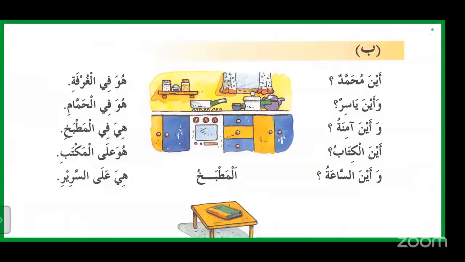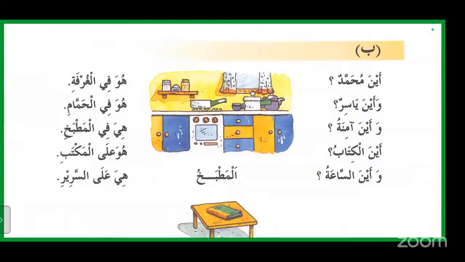أين الكتاب? Where is the book? هو على المكتب. It is on the desk. وأين الساعة? And where is the... Is this clock or watch, or for both of them? Oh, for both of them. ساعة, watch.